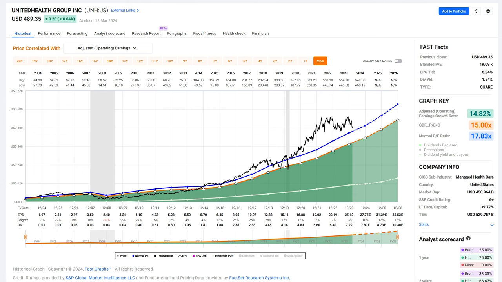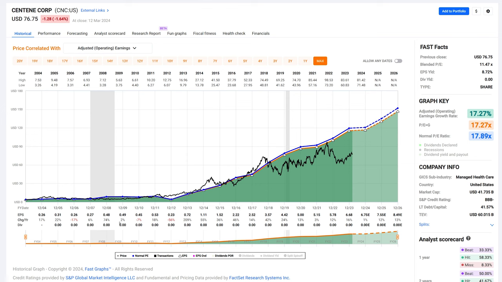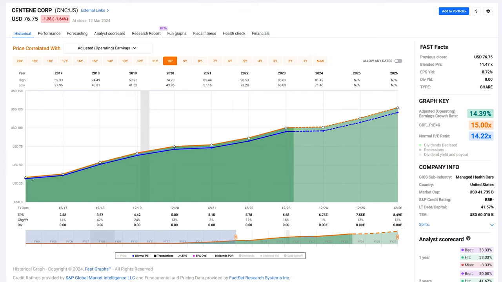Now, the next one I want to look at is Centene Corporation. We have a little different picture here. Centene Corporation does not have the consistency of earnings growth, but in the last several years, the earnings growth has been very consistent and has also averaged double-digit rates. But I want you to note there's no dividend on Centene.